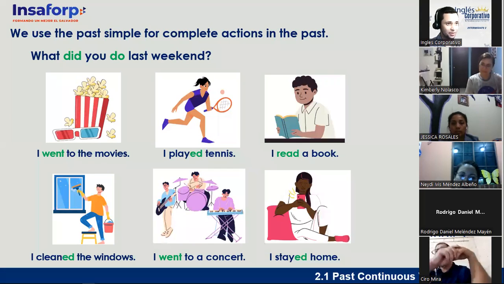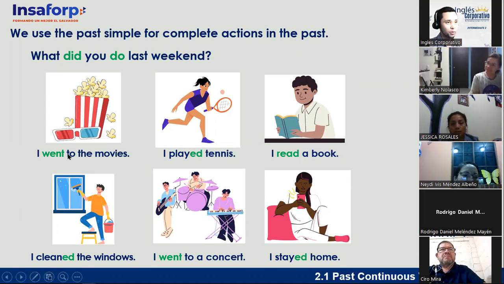I slept, okay, on Sunday afternoon. I watched TV. I went to the supermarket. Let's see what else. And I prepared classes. That was my weekend. So much fun. So let's do this.